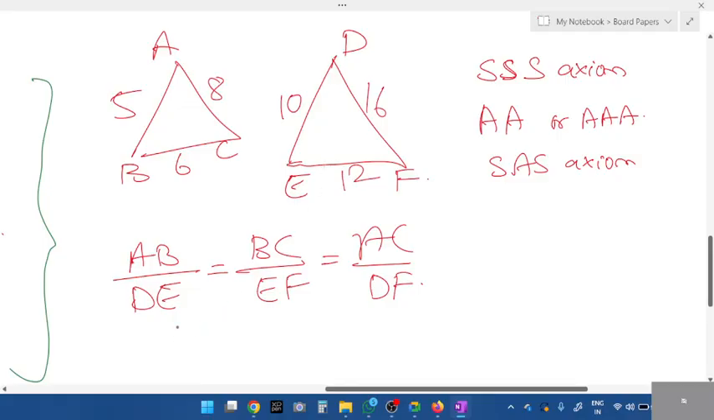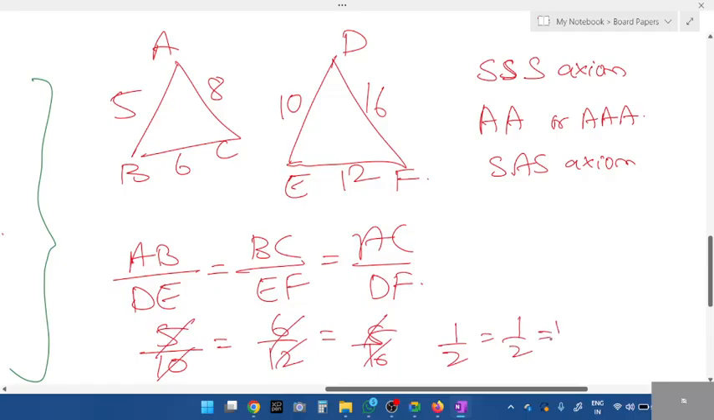Okay, let us substitute the values. What is AB? 5 divided by 10. What is BC? 6 by 12. 8 divided by 16. Reduce the ratio. What do you get? For everything, isn't it 1 by 2? Therefore, these two triangles are said to be similar.